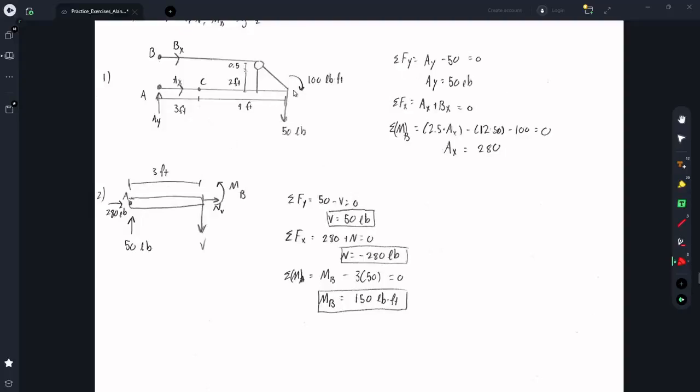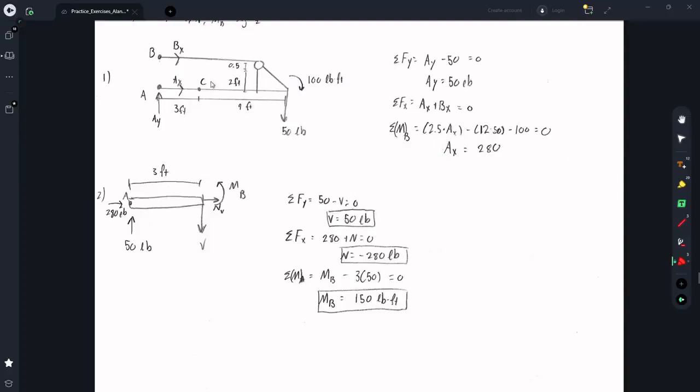In the x direction, we just have the support AX and BX. So those two are going to be equal to each other in opposite directions. So I did the moment at point B, and that's equal to this 2.5 moment times the support A of X, which is a counterclockwise or positive rotation. And then the other moment is going to be this 12-foot distance and this 50-pound force down, which is clockwise, so it's negative. So summing those together, we can solve for the support AX, which is 280 pounds.